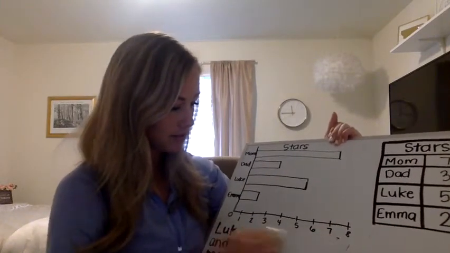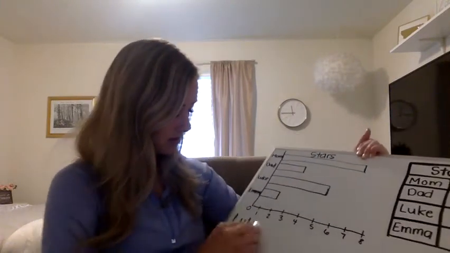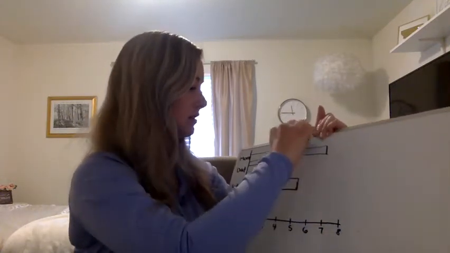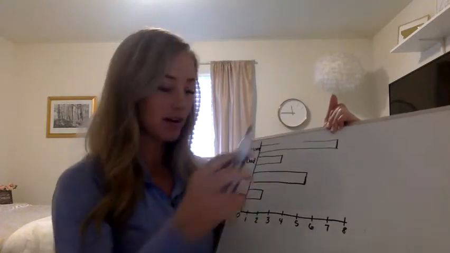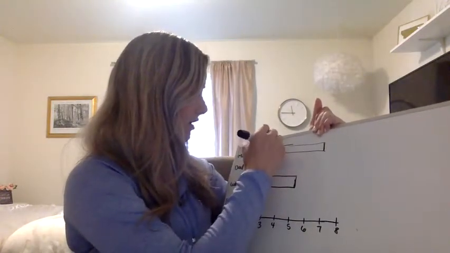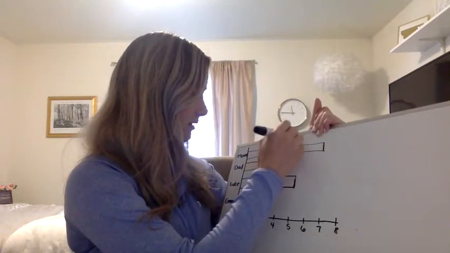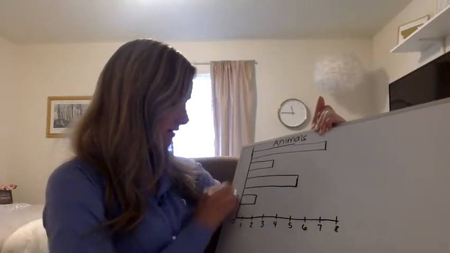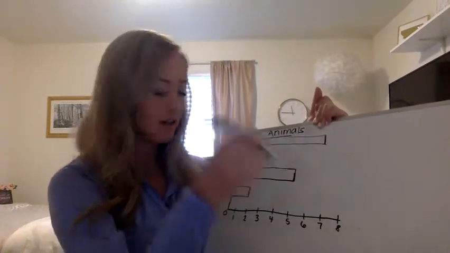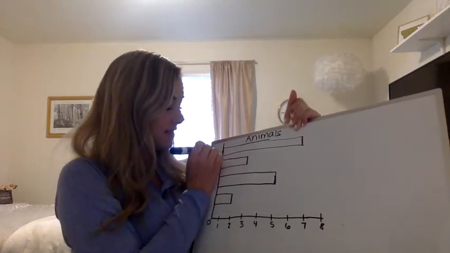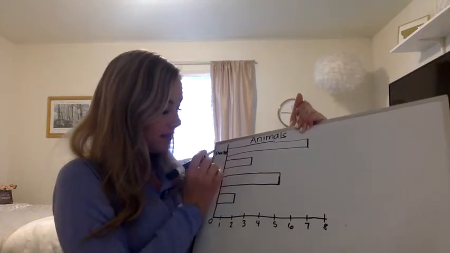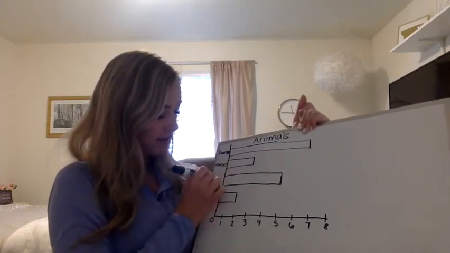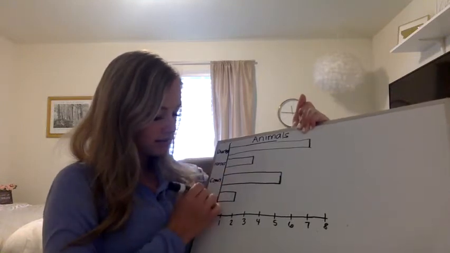Okay, I'm going to change this just a little bit. I'm going to keep the same bars so that it's easy. And I'm going to call this animals now. And let's see. Let's say the top one is ducks. And then we can have horses, cows, and dogs.